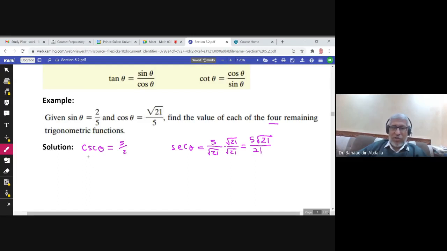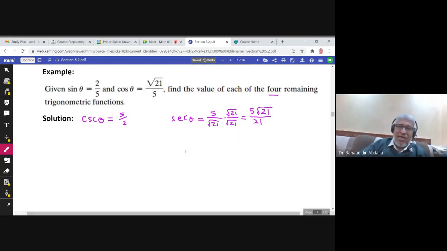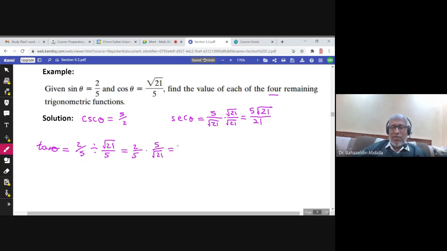So I have cosecant and secant, still tan and cotan. We used reciprocal identities to find cosecant and secant. Now I use quotient identities to find tan. I know that tan is sine over cosine. So it's 2 over 5 divided by square root of 21 over 5, which means 2 over 5 times 5 over square root of 21. You cancel 5 with 5 and you get 2 over square root of 21. You rationalize the denominator by multiplying by square root of 21 over square root of 21, and you get this answer.